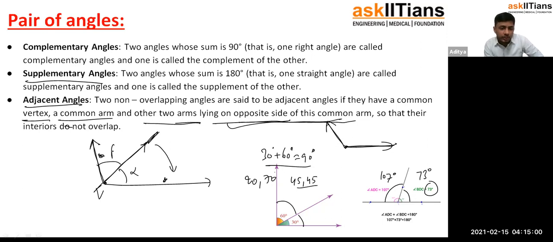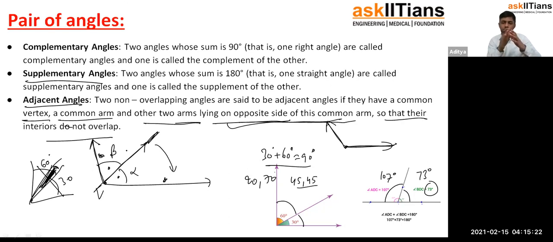And this angle, let's say, is beta, then clearly their interiors do not overlap. Overlap means, let us say this is a 30-degree angle, and let us say there is a 60-degree angle. The problem is that here they have a common portion of their interiors. So this should not happen. In this manner their interiors will not overlap if they are on opposite sides, right? If their arms are on opposite sides. So these alpha and beta, these two angles will be adjacent angles since they have a common arm and the other arms are on opposite sides of this common arm, right?